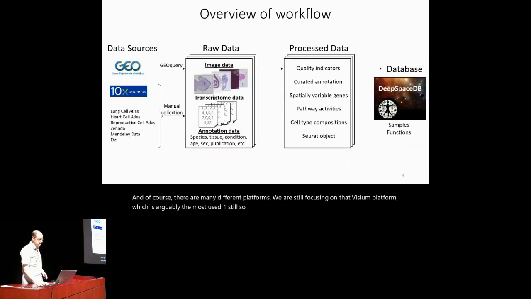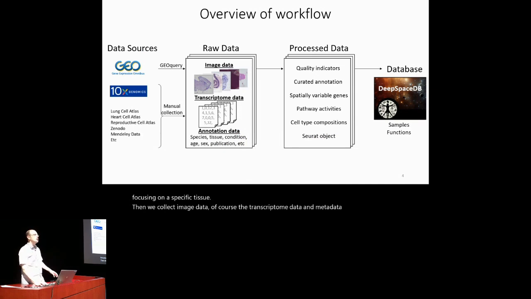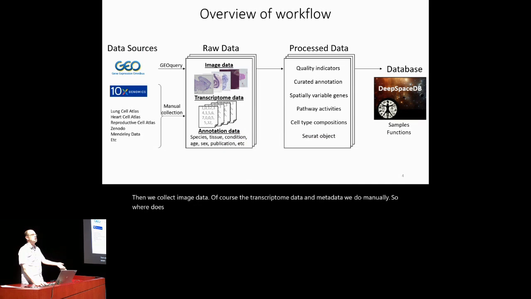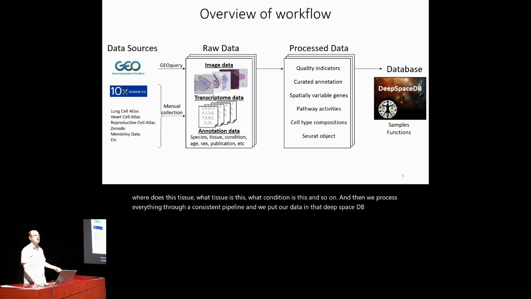So what we have been doing is, we collect data from many different sources, like GEO or the 10x Genomics website, and some atlases that are focusing on a specific tissue. Then we collect image data, of course, the transcriptome data. Then metadata we do manually. So what tissue is this, what condition is this, and so on. And then we process everything through a consistent pipeline, and we put our data in that DeepSpaceDB, along with also functions that allow you to look at the data, of course.